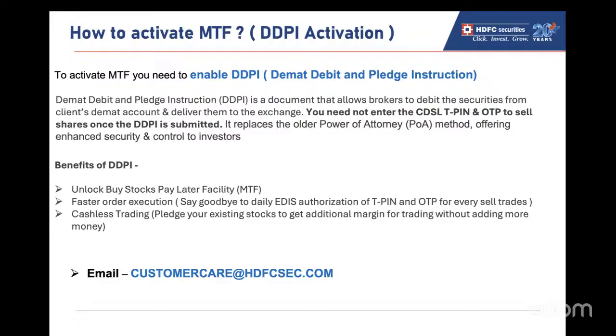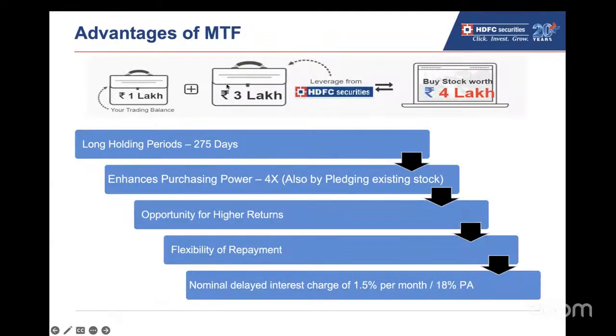And you will get an additional margin. With that margin you can use that money to trade in whatever stock XYZ stock you wish to trade and take a position in. So that is cashless trading. So that is basically the benefit of activating the DDPI. I will show a demo of how to do it on the app in a later section. So let's talk about MTF, Margin Trading Funding. What exactly is it?